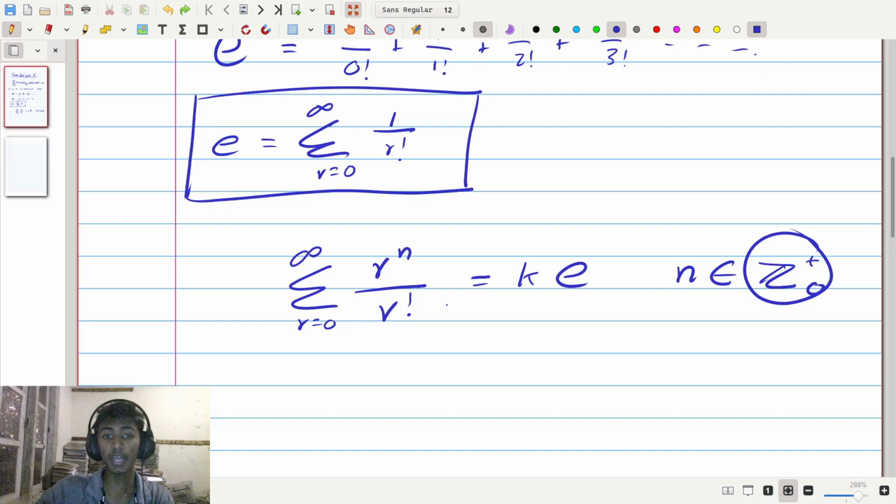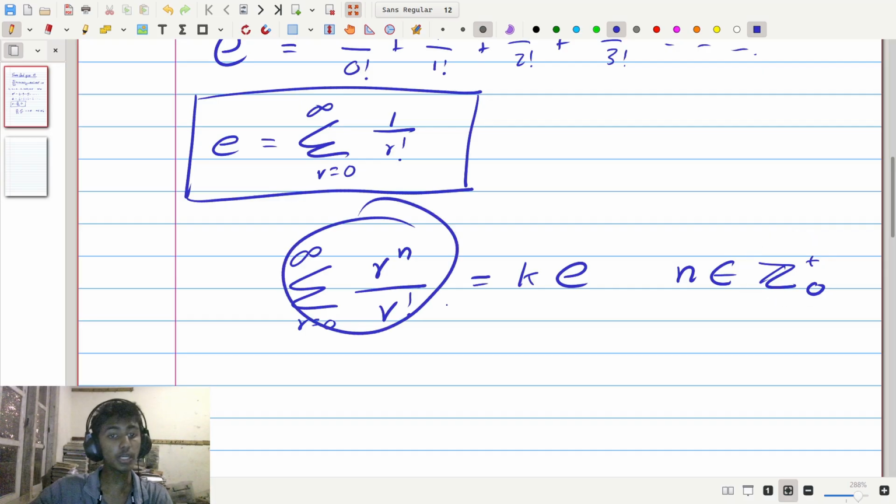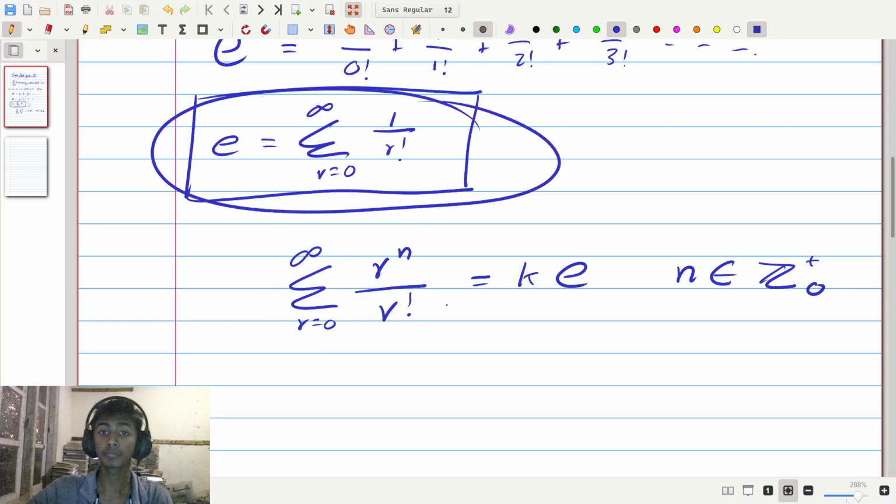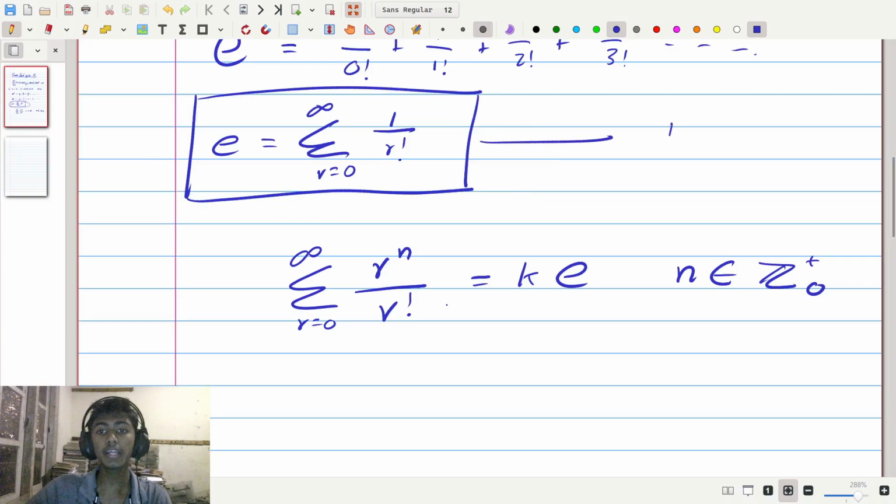If we substitute that into here, we can see what we need to find is the sum from r equals 0 up to infinity of r to the power of 0 divided by r factorial. But r to the power of 0 is just 1. So we have 1 divided by r factorial, and we need to sum that from r equals 0 up to infinity. So we have the sum of r equals 0 up to infinity of 1 divided by r factorial, which is exactly what we have up here. Therefore, we have already established our base case.